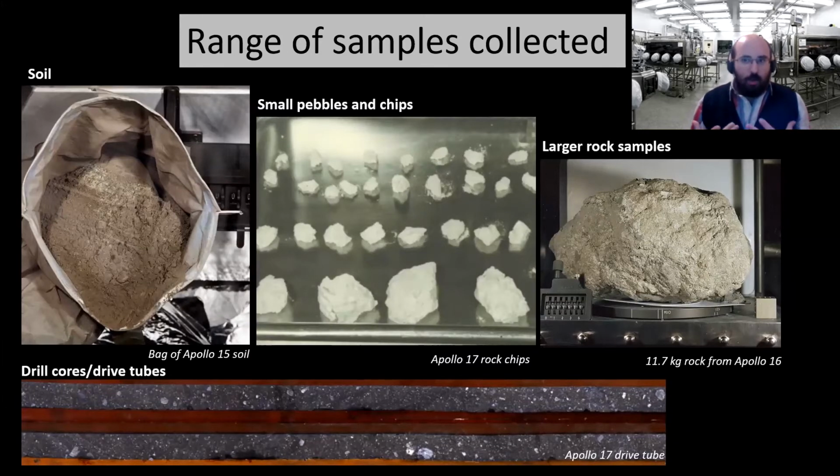Now I'm going to talk a bit about the range of samples that were collected and how they were collected. The Apollo astronauts collected everything from soils to small chips and pebbles to larger hand-sized samples. The picture just below me is the largest sample that was ever collected from the Apollo surface, during Apollo 17, a whopping 11.7 kilograms. In addition, there were also a number of drill cores that attempted to sample stratigraphy into the lunar surface, but I'll talk a little more about those cores later on.